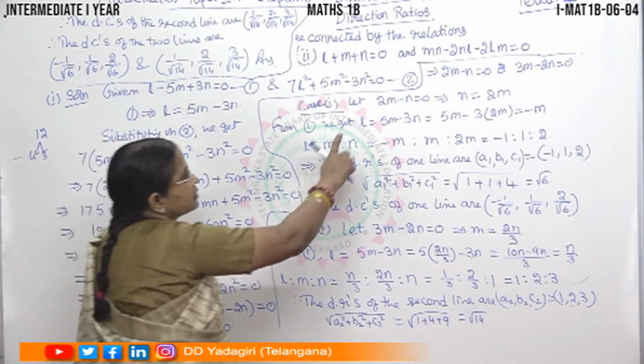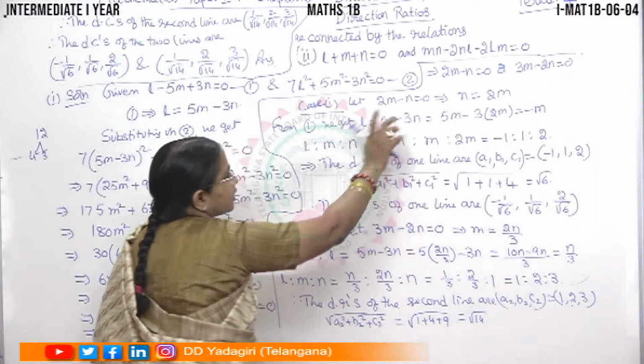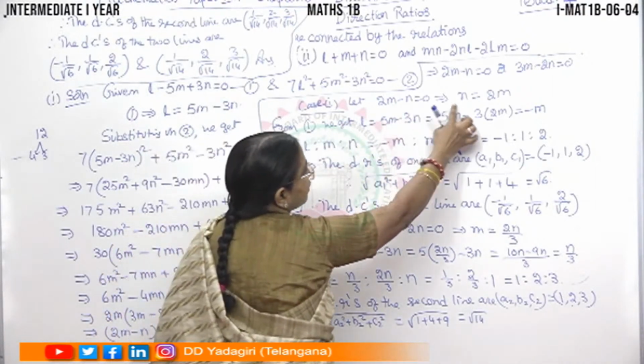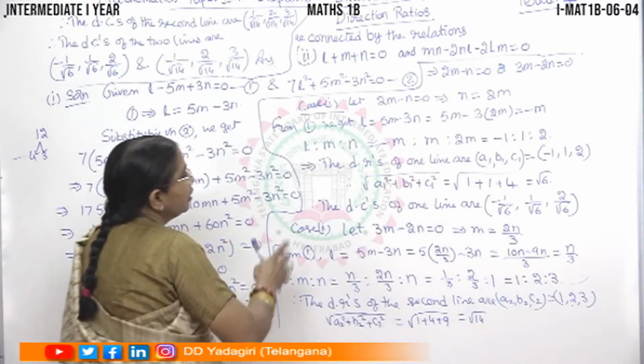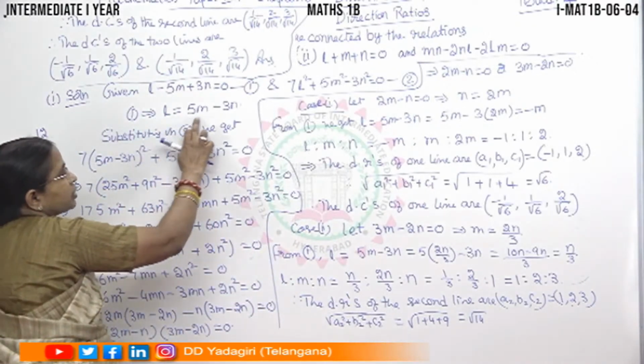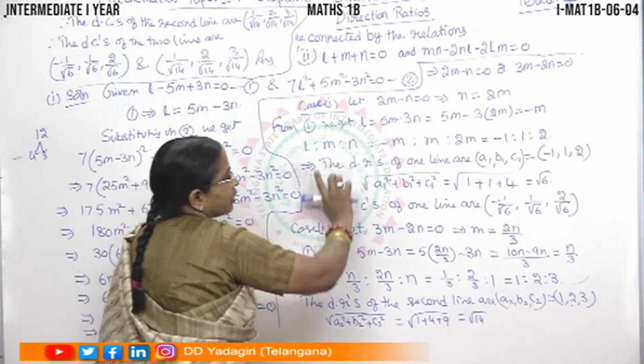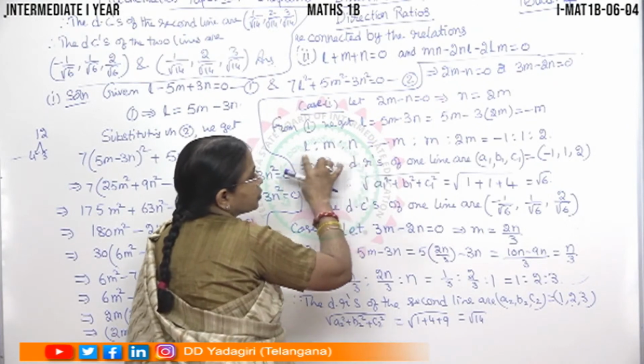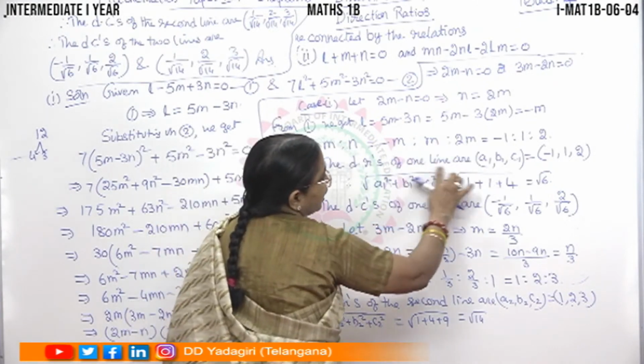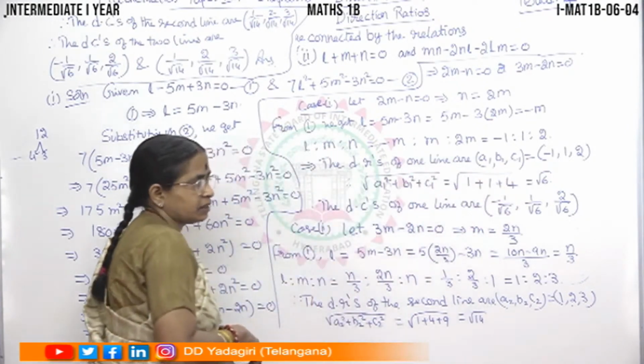Now consider the first factor equal to 0. Whichever you find convenient, that value you find out, and then substitute in this equation and find out the other value. Then take the ratios. Then they become the direction ratios of the first line.